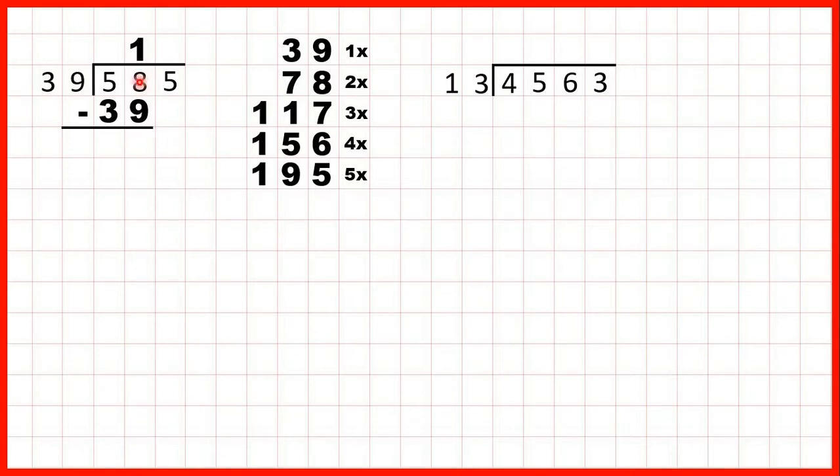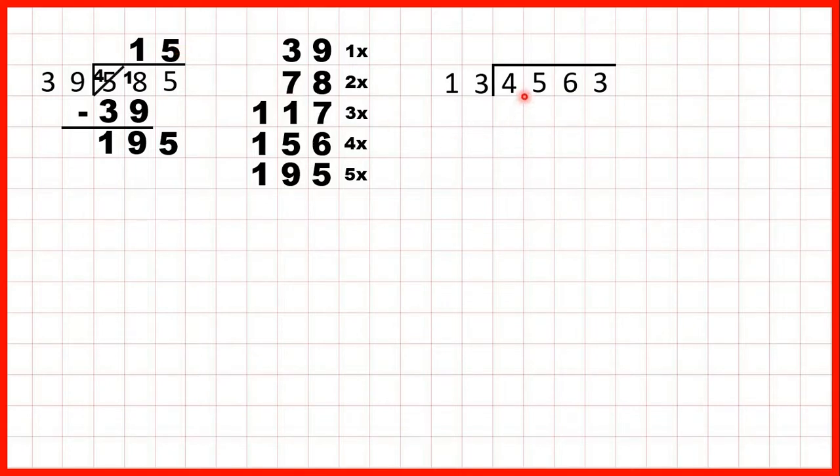We can't do 8 minus 9, go to the left, 1 less, 1 in front. 18 minus 9 is 9, 4 minus 3 is 1, and we can bring down the 5, so we have 195 divided by 39. We can see that that's exactly 5 times 39, so we know that 5 must be the last digit of our answer.